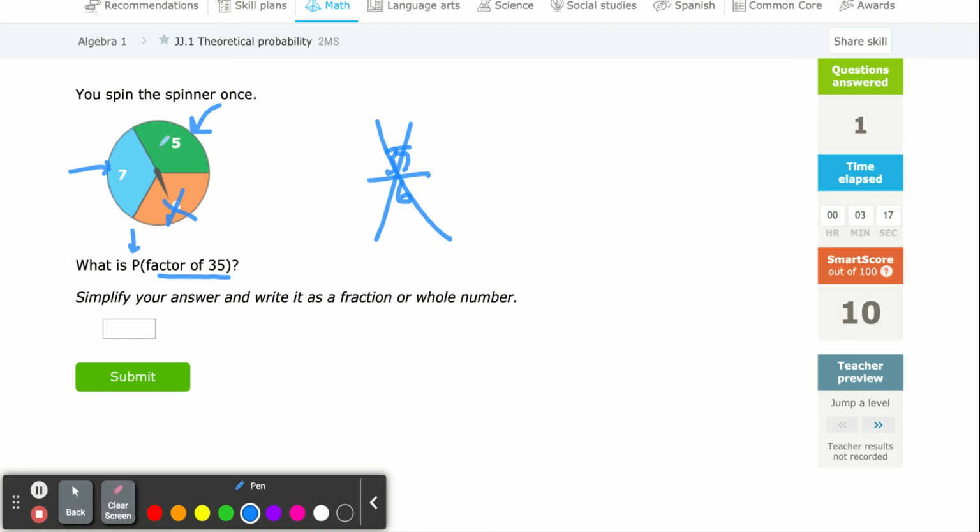So we have one of these two chances out of a total of 3 chances. 2 of those pie sections work. The one doesn't, but it's 2 out of 3. Remember, it's always the number that work over the total. So this would be a fraction of 2/3.